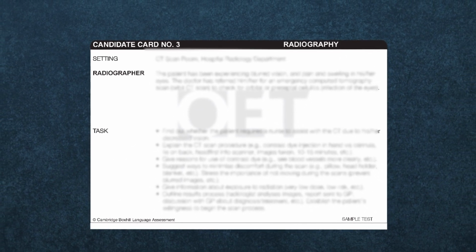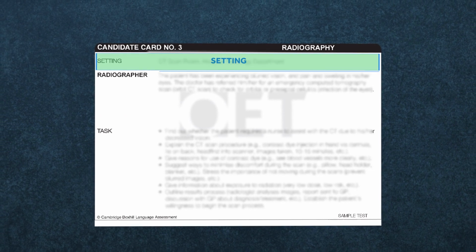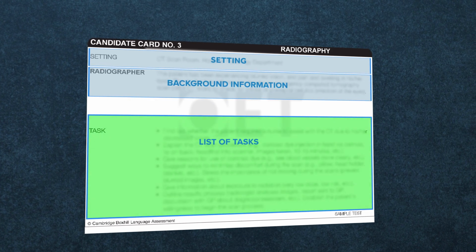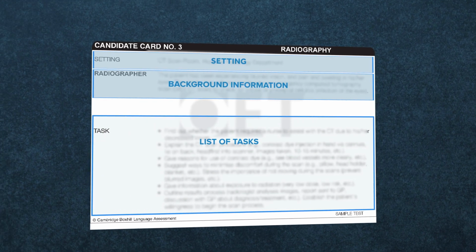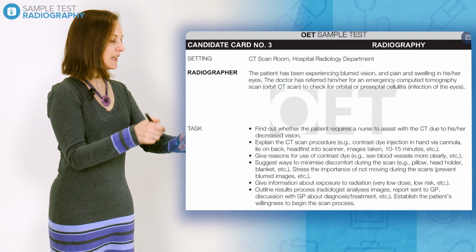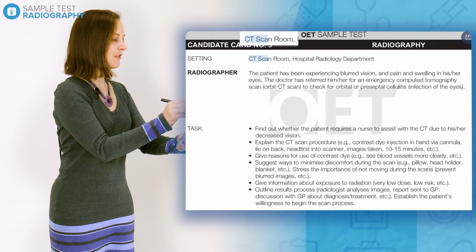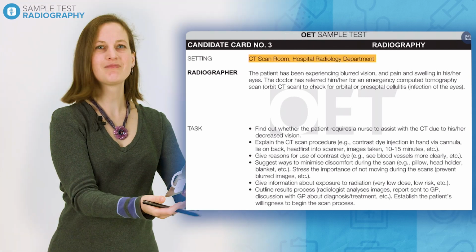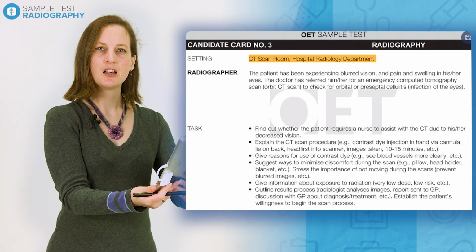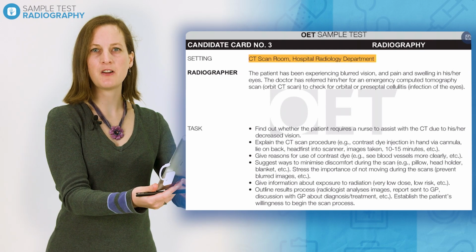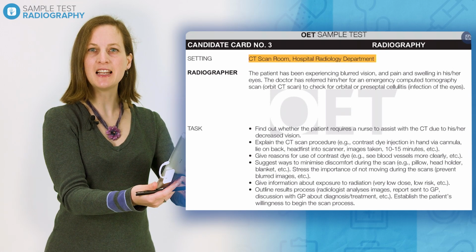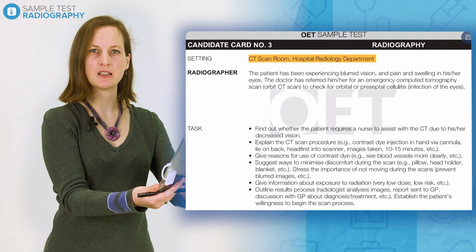There are 3 sections to the card: the setting, the background information, and the list of tasks. Here are my recommendations about what you should do during your preparation time. Notice the setting of the role play. Here it is a CT scan room in a radiology department of a hospital. This tells us the type of scan this patient is receiving. Look through the background information to find out some details about your patient, for example their age and any adjectives which describe how they're feeling.